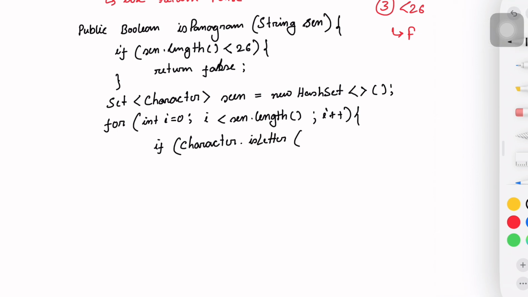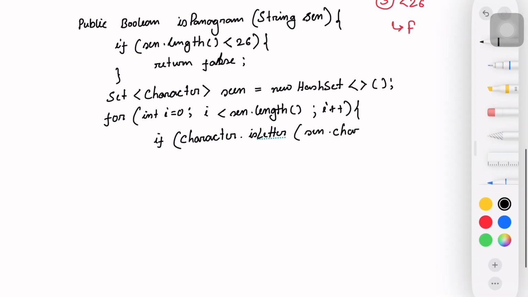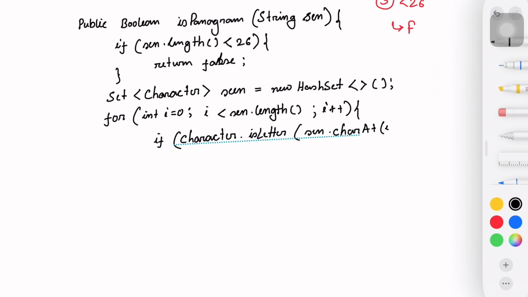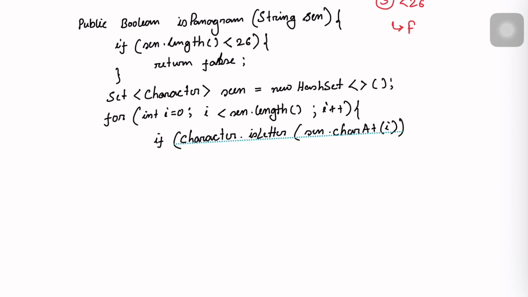If isLetter, so sentence dot charAt(i). Basically it will fetch index by index. Based on the given index, it will fetch that character. So isLetter of the character at i. This charAt, at a given index, will return a character, and it will just check if it is a letter or not.